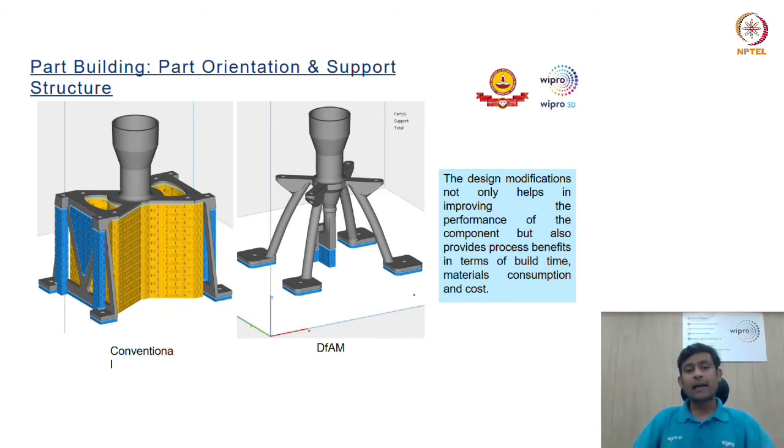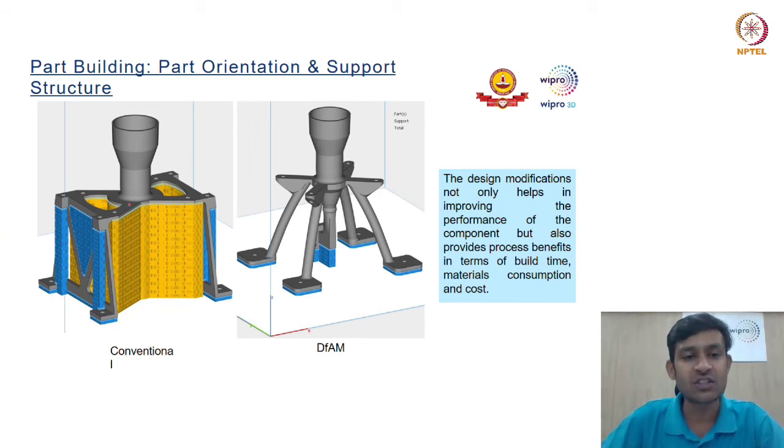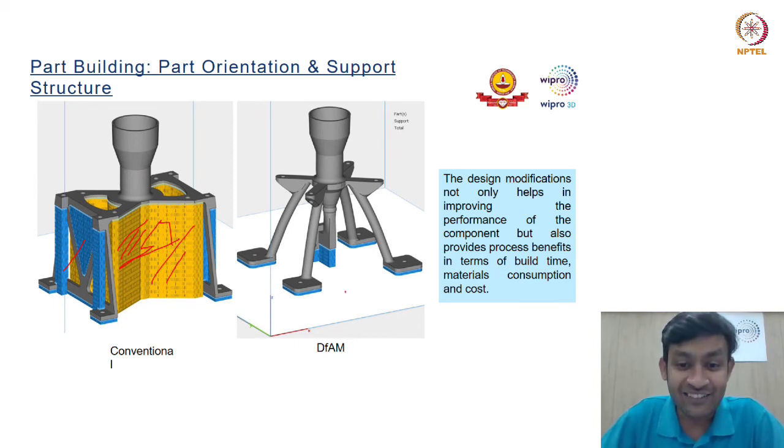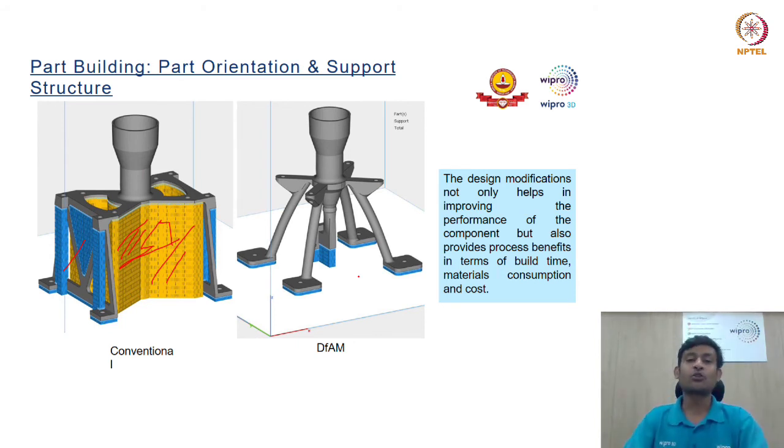Now, this is what I am talking about: if you do it through conventional and if you do it through DfAM. There are a lot of support structures. All these are wastage. These are wasting my time. This is wasting my material and they are adding to the cost. So a component like this will be most economic to produce through AM. So this is where design for additive manufacturing is governing the cost. These two are brilliant examples where design for additive manufacturing is actually governing the cost of my process.